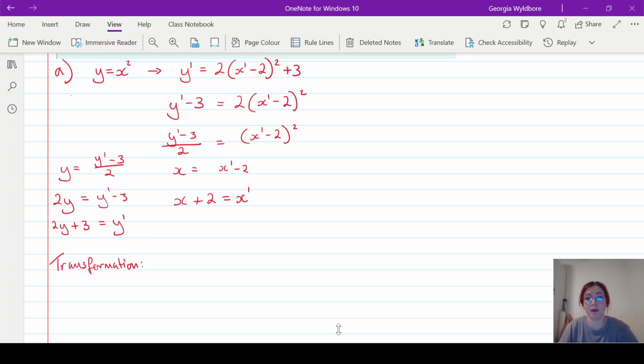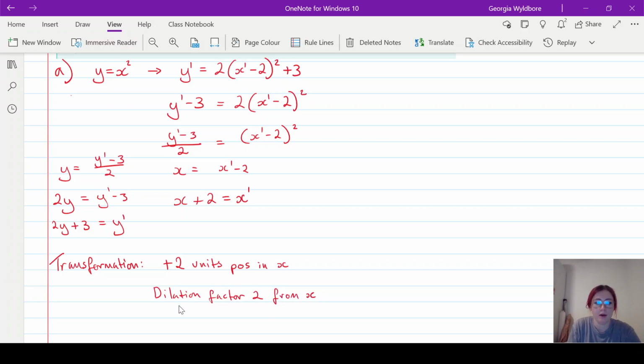So in terms of what transformations have actually been applied to this, we would be moving 2 units positive in x. We would be dilating from x, so a dilation by a factor of 2 from our x-axis, followed by 3 units positive in our y-axis.